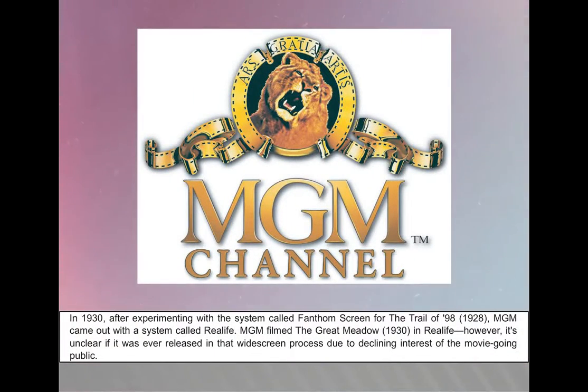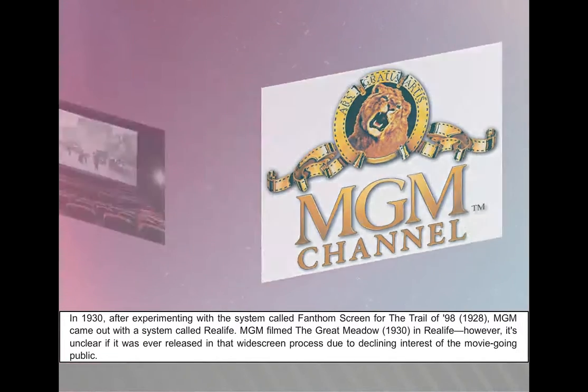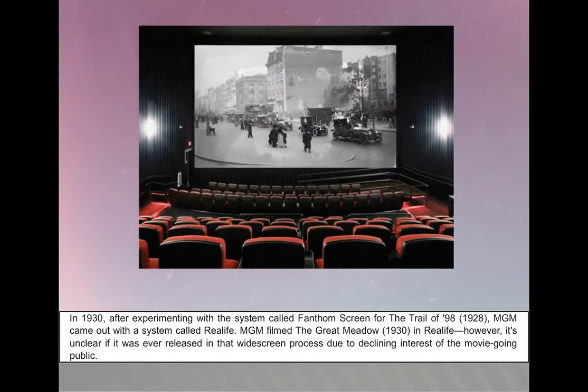In 1930, after experimenting with a system called Phantom Screen in 1928, MGM came out with a system called Real Life. MGM filmed The Great Meadow, 1930, in Real Life. However, it is unclear if it was ever released in that widescreen process due to declining interest of the movie-going public.